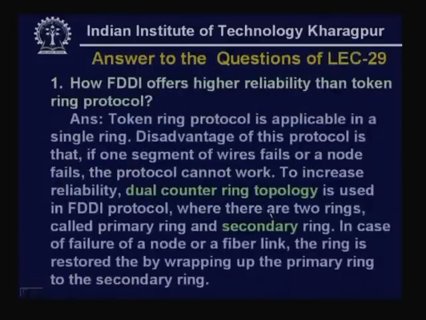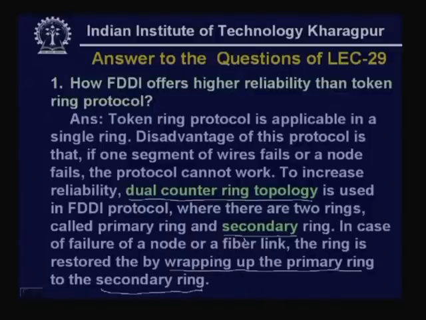And here are the answers to the 5 questions given in the last lecture. First question was, how does FDDI offer higher reliability than token ring protocol? As I mentioned, this dual counter rotating ring topology provides higher reliability, and we have demonstrated that if a particular link is disconnected or a station gets disconnected, then a secondary ring is used to reconfigure the topology, and with the help of that communication is done by wrapping up the primary ring with the secondary ring. This is how the higher reliability is achieved.